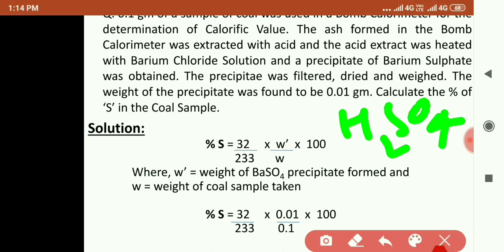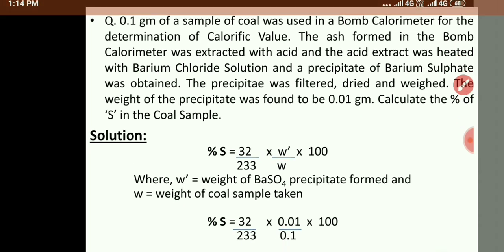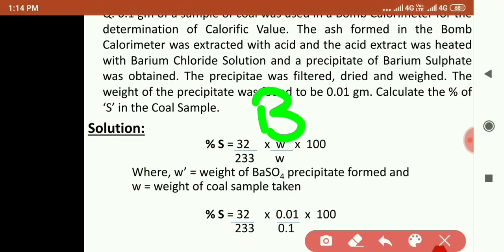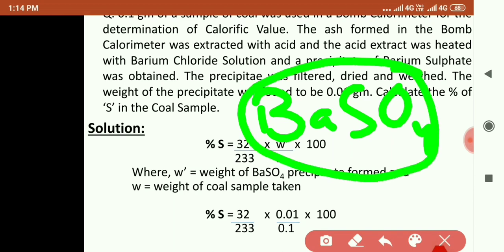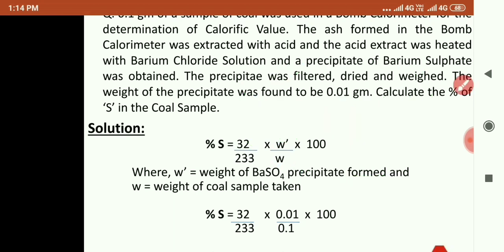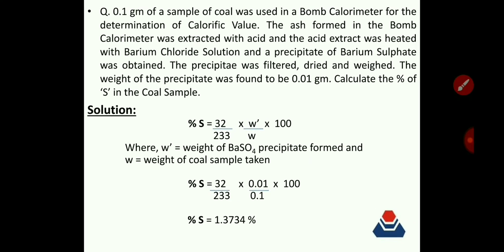So in order to determine how much sulfate is formed here, we use the barium chloride solution, and in that way it gets precipitated in the form of barium sulfate. So here what is important for us is how much precipitate of barium sulfate is formed. So the precipitate will be of barium sulfate.